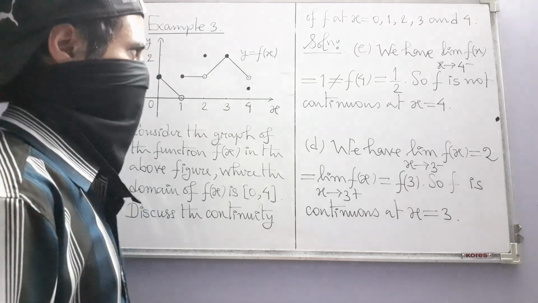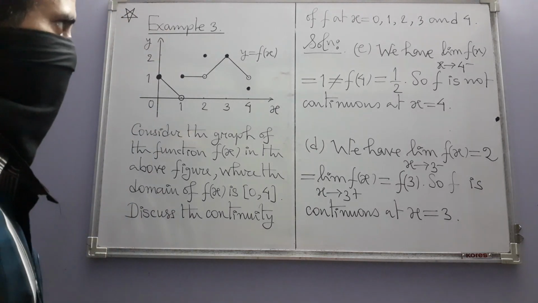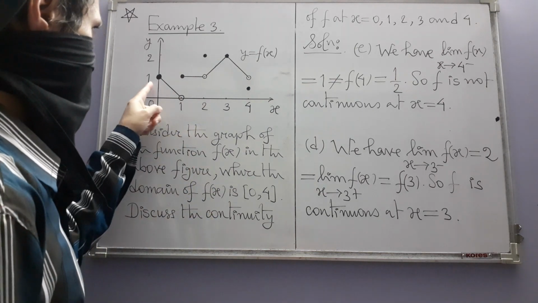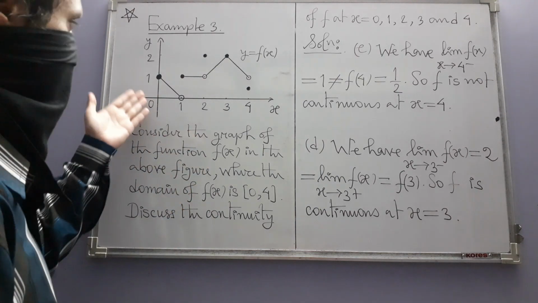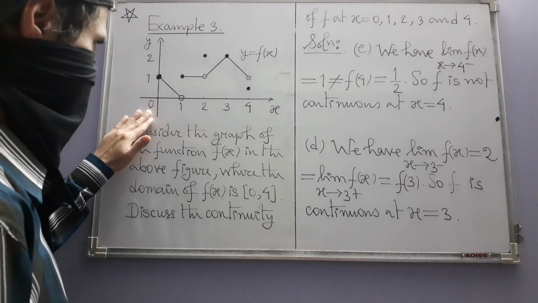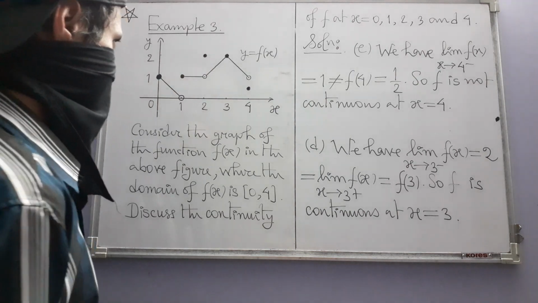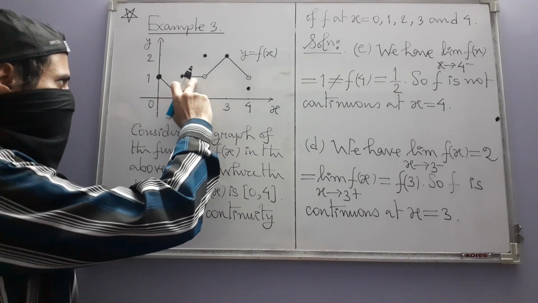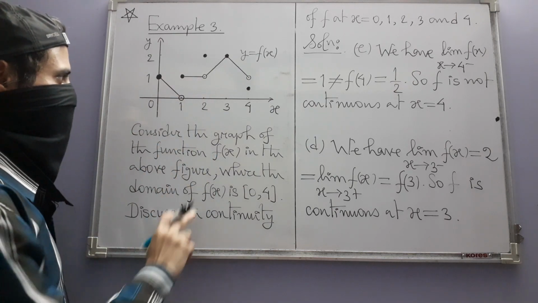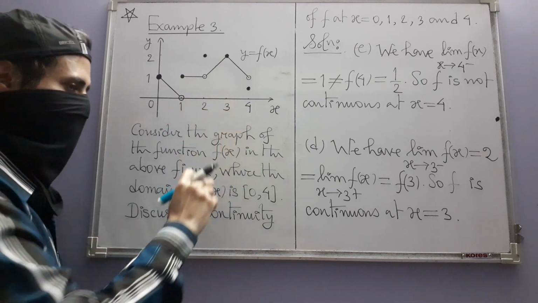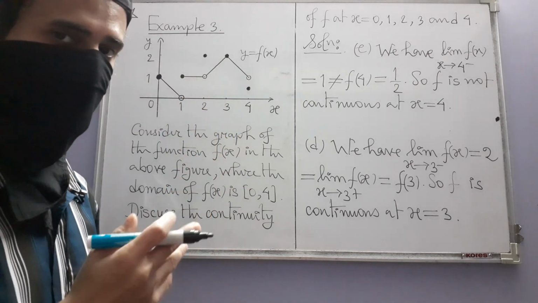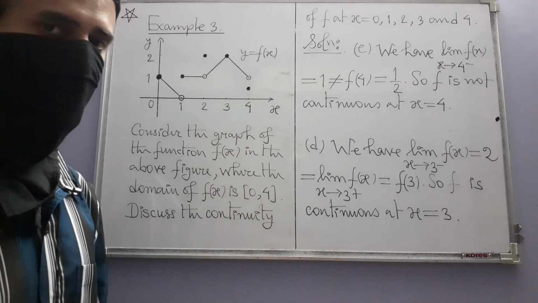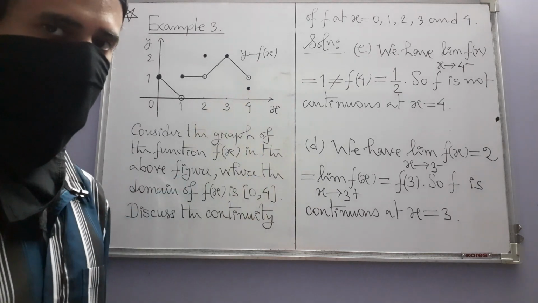So among all these points, the function is continuous at 0 and at 3. At the other points it's not continuous. At 1 it is right continuous but not continuous. At 2 it is not continuous, and there is no one-sided continuity either. At 3 it is continuous, at 4 it is not continuous, and of course there is no one-sided continuity.